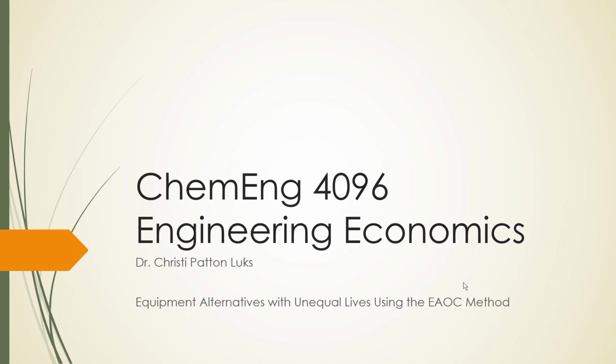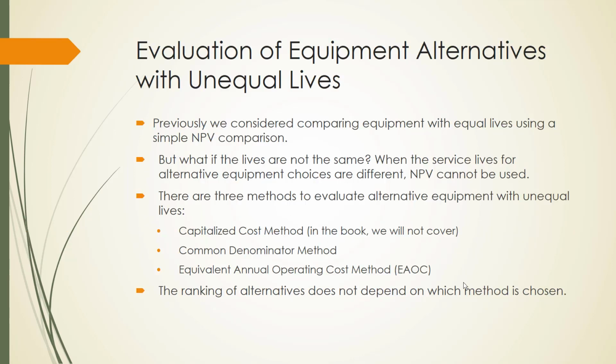In this lesson for our engineering economics, we will be continuing our discussion of equipment alternatives with unequal lives, but this time we'll be using the EAOC method. So we've looked at comparing equipment with equal lives using NPV, and we've looked at the common denominator method. In this lesson, we'll be looking at the equivalent annual operating cost method.